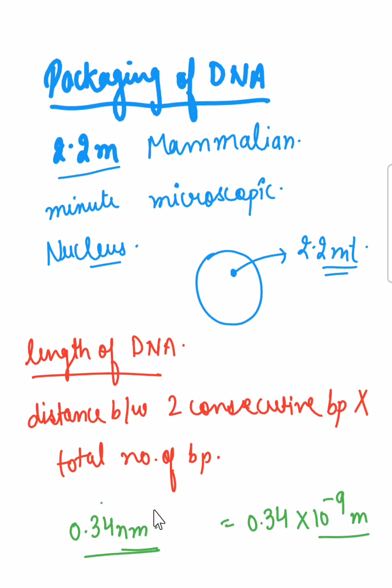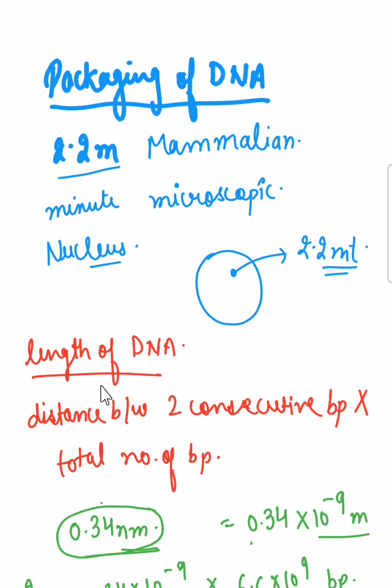So instead of using 0.34 nanometer, we are going to use 0.34 into 10 raised to power minus 9 meter. That is the distance between two consecutive base pairs, for example A and G. The distance between these two consecutive base pairs is 0.34 into 10 raised to power minus 9. And the total number of base pairs in human DNA or mammalian DNA is 6.6 into 10 raised to power 9 base pairs. Then it comes out to be 2.2 meter.